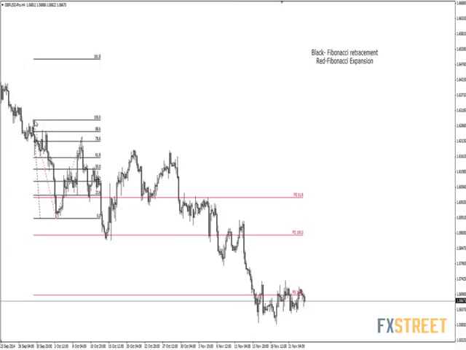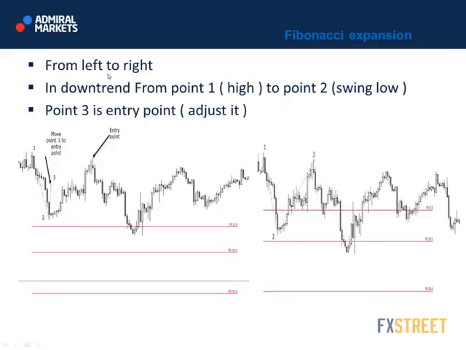Okay, so this is point 1, point 2, and point 3. And these levels are automatically drawn on your chart. Fibonacci expansion 61.8, 100, and 168. So these are the levels where we take profits. These are the levels where price will react. So from left to right, always from left to right.